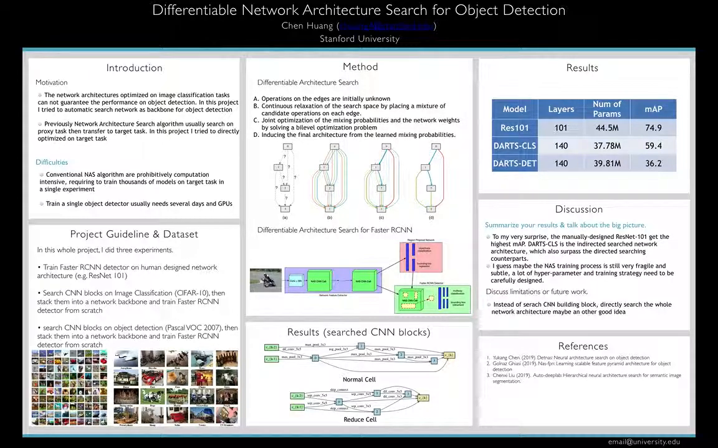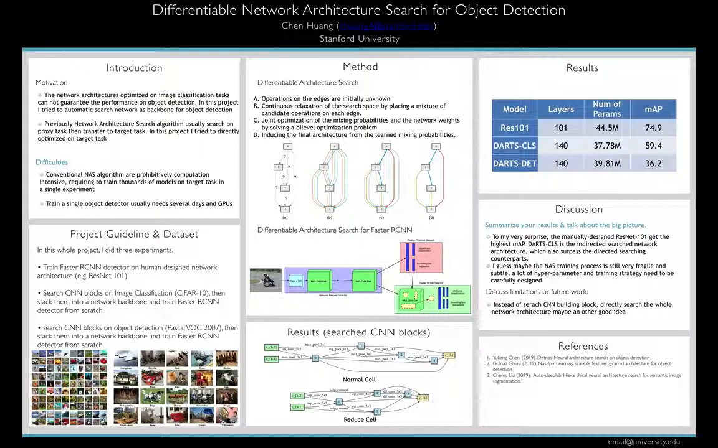So the problem becomes jointly optimizing the mixture probabilities and the network weights by solving a bi-level optimization problem. The mixture probability is the network architecture, and the network weights are the real weights of the network. After you get the mixture probabilities, we can derive the final architecture from the learned mixture probabilities. Let's say from node 0 to 1 you have 3 ways; just take the operation with the maximum probability as the connection between 0 and 1. So basically that's the idea.